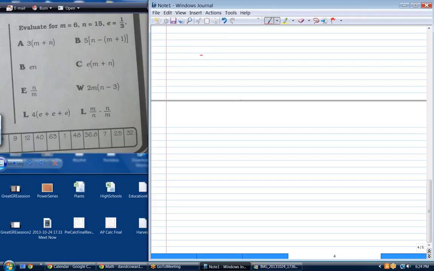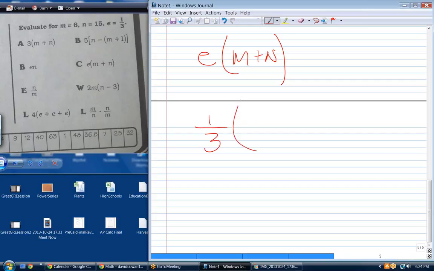E times M plus N. That'd be 1/3 times 6 plus 15. So you first do 6 plus 15, which is 21, and then you find a common multiple between 3 and 21.